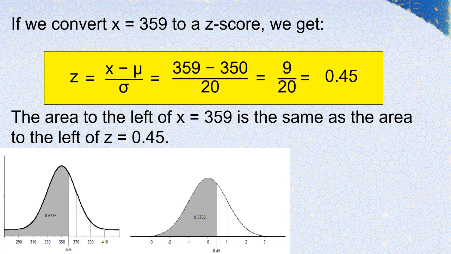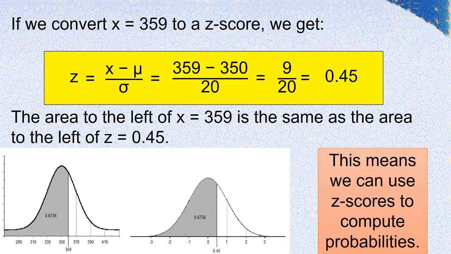What that means for us is that we can use z-scores to help us compute probabilities, because we can take any x value, convert it to a z-score, use the standard normal table to find a table value for that particular z-score, and then either use that table value or 1 minus the table value to find the area. And that area is the same as the area on the original distribution. So we can find areas and therefore probabilities by looking at the standard normal distribution.